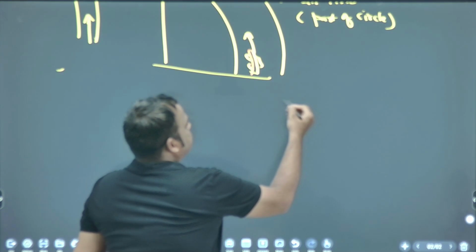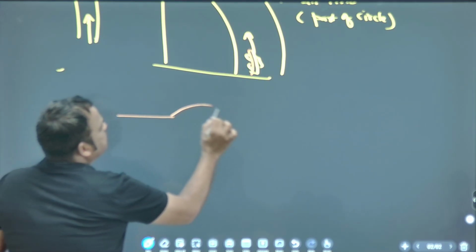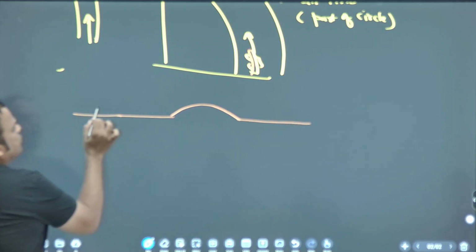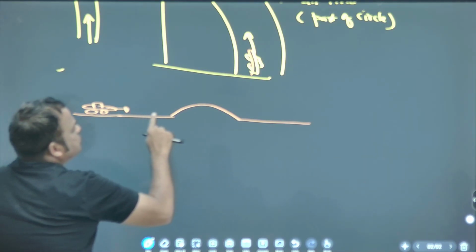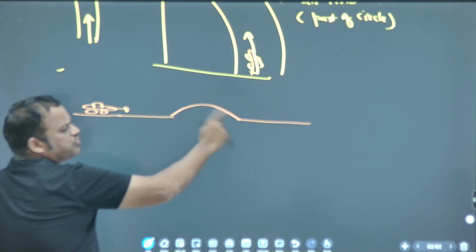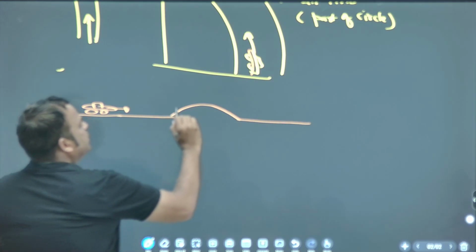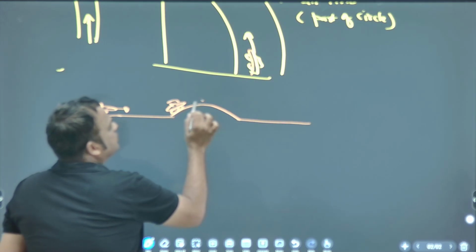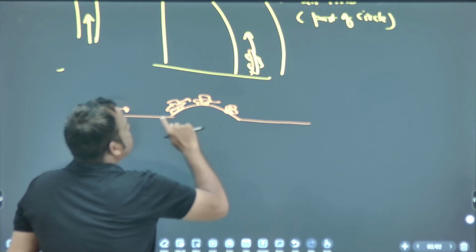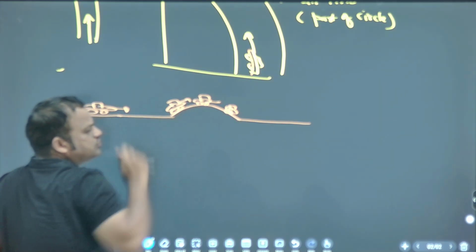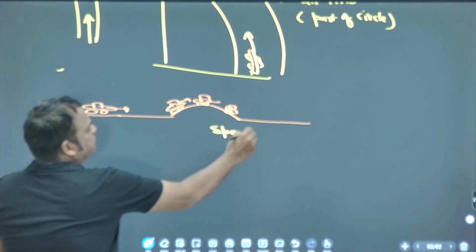Then we have more examples. A speed breaker is there. Suppose this is the speed breaker. Suppose your car is coming like this. This is the car. You are driving your car like this. So speed breakers are generally what type of shape? Circle. Okay. So your car will be here like this. After some time, the car is here. Then the car is here. Correct or not? So what type of motion is your car doing? Circular motion.